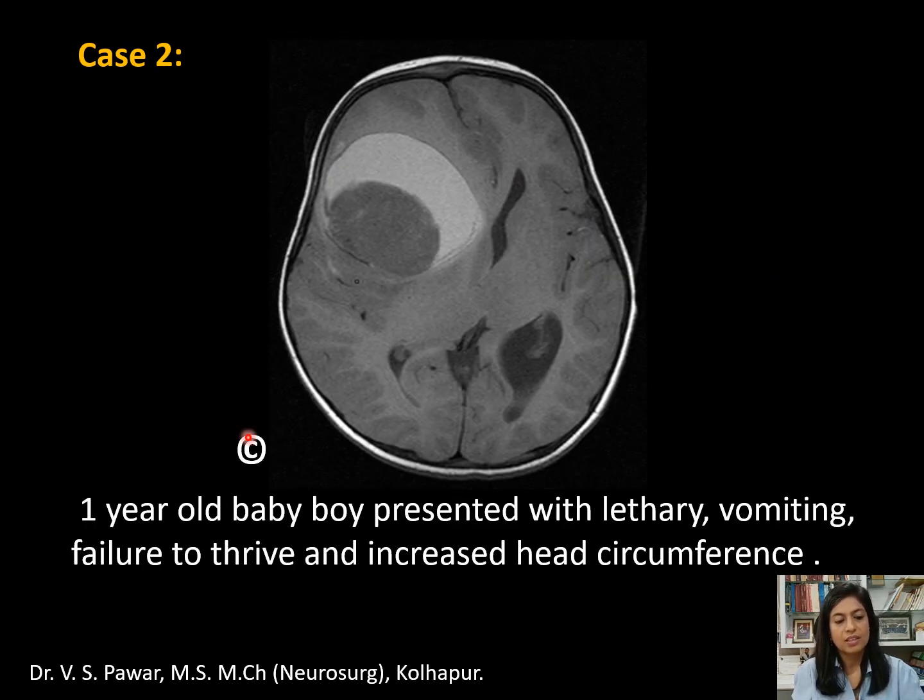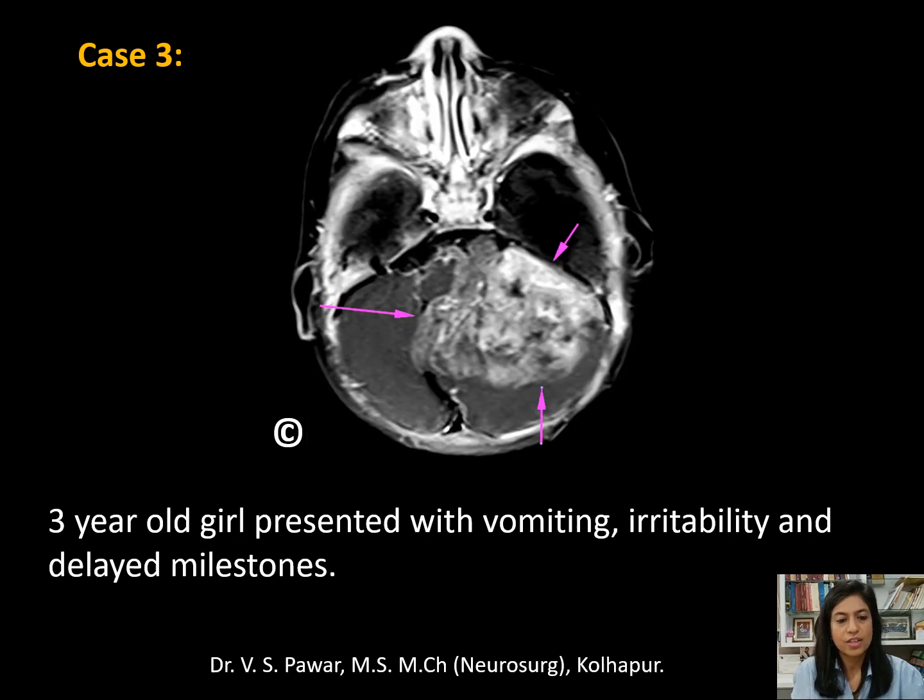Now, this is another case, a 1-year-old child who was operated by Dr. V.S. Pawar from City Hospital, Kolhapur. This boy is 1 year old, and he presented with lethargy, vomiting, failure to thrive, and increased head circumference. There is a large heterogeneous solid cystic mass in the right frontal lobe, causing compression over the adjacent structures.